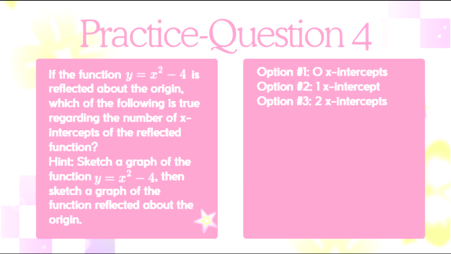If the function y equals x squared minus 4 is reflected about the origin, which of the following is true regarding the number of x-intercepts of the reflected function? Hint, sketch a graph of the function y equals x squared minus 4, then sketch a graph of the function reflected about the origin. Guess what? You don't need to do... Oh, no, this one you do need to do. This is the one where I went to GeoGebra and did it, so we'll do that.